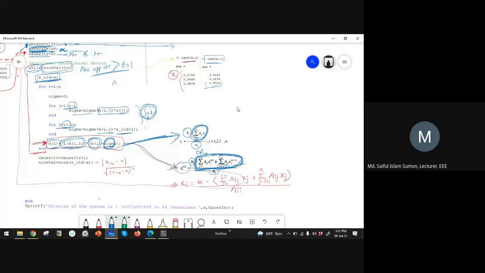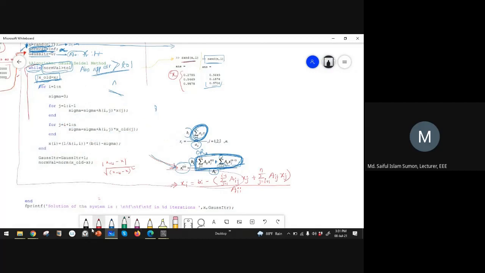Whatever has been done here has been done to find the sigma, or this summation portion. If you explore by yourself, you will be more clear, inshallah. So the main thing is this equation, the last equation. If I iterate this last equation, it will iterate.